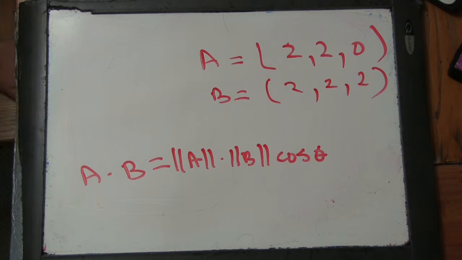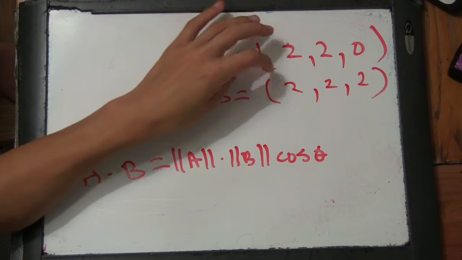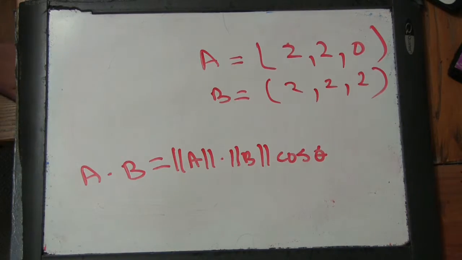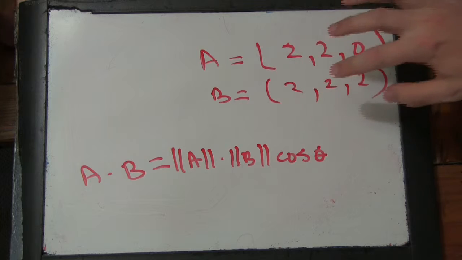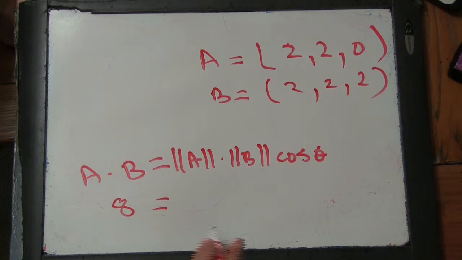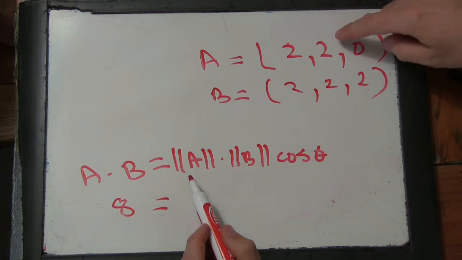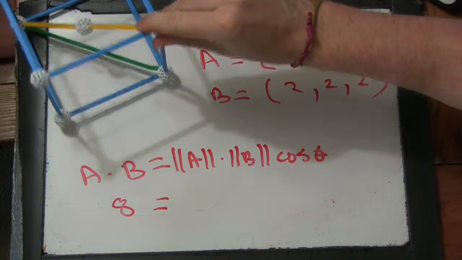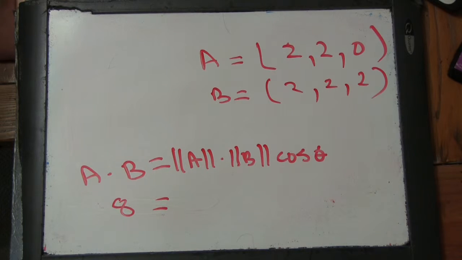Okay. Separately, what's the way you calculate a dot product? You just multiply the corresponding coordinates. You multiply the first, the second, and the third together, and then add those 3 numbers together. Okay, so I get 4 plus 4 plus 0, which is 8. The magnitude, what was the length of our green diagonal? It was 2 root 2.